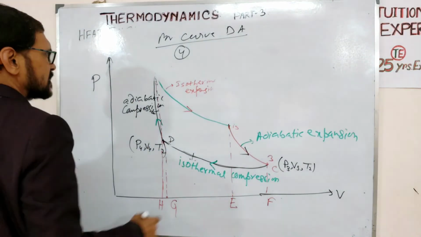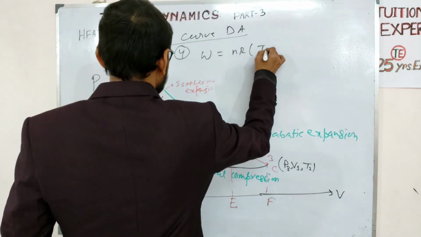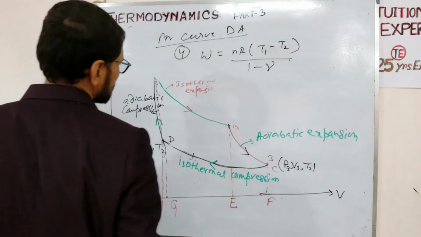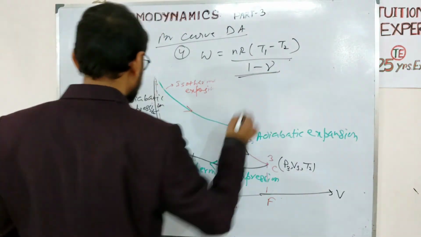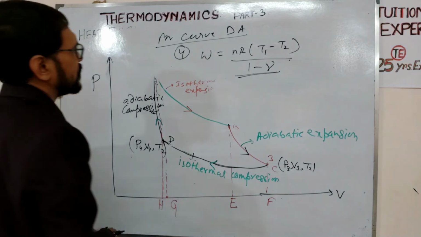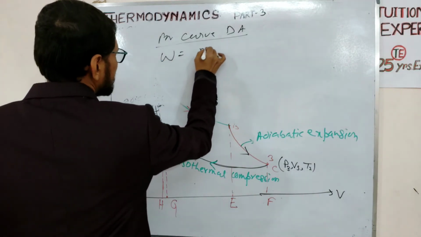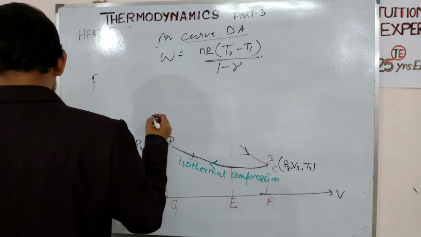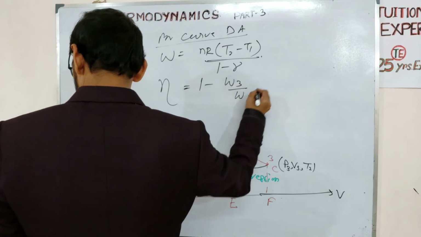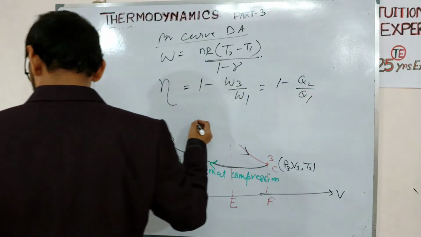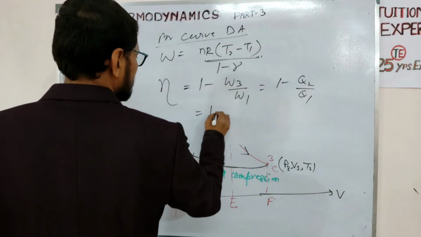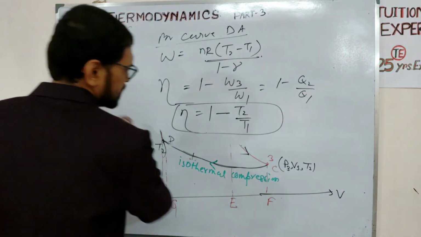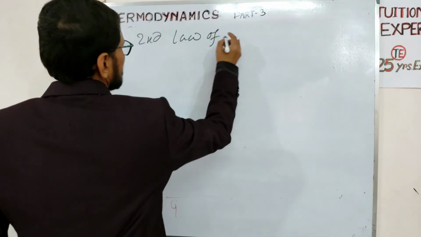Next stroke is adiabatic compression. Work done equals nR (final T1 minus initial T2) by 1 minus gamma. This is the work done for adiabatic compression. Efficiency is W by Q1, which equals 1 minus Q2 by Q1. So from the different steps we show that the efficiency becomes 1 minus T2 by T1. This is the formula of efficiency of the Carnot heat engine, same formula as the ideal heat engine.